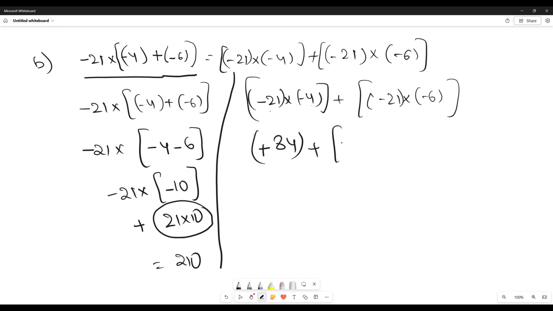And minus into minus is again plus. 21 into 6 is 126. So both are positive, so we get the positive sign. So 126 plus 84. What we get? 210. So both answers are correct. Let's see the third sum.